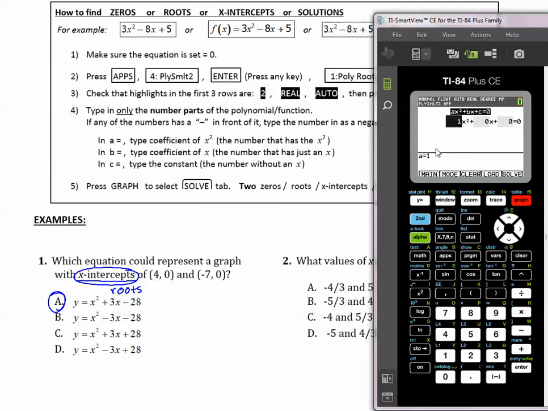For A, I want the number that's in front of the x squared. Here I see no number, so I remember that that means it's a 1. 1 is good, enter. In front of the x, I see a positive 3. 3, enter. And then in front of the no x's, that's my C, I see -28. So -28, enter. And now solve is here, so I press the button right under it. 4 and -7. So that's another way I could have done it using the app.